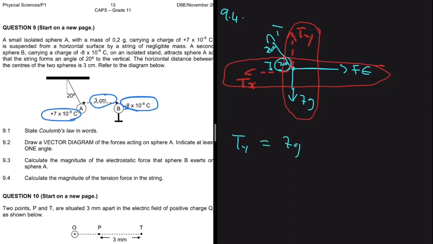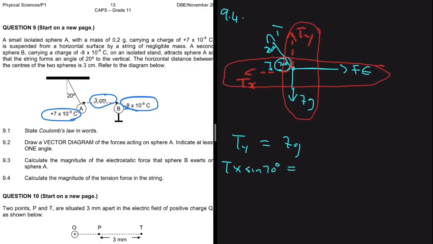So what is the tension force? We don't know what the tension force is, but how do we find the y component? We multiply by sine of theta. We know that theta is 70 degrees, right? So we're going to multiply by sine of 70 degrees, being equal to Fg.